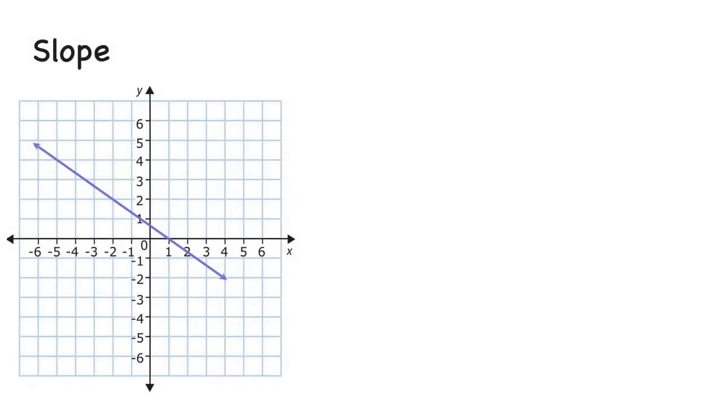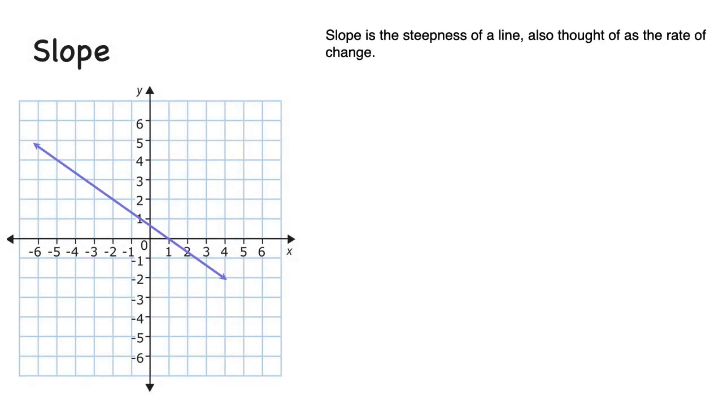Now, slope is the steepness of a line. We can also think of slope as the rate of change. In the case of the line shown on this coordinate plane, the line is decreasing, so the slope will be negative. We can determine the slope of a line 2 ways.